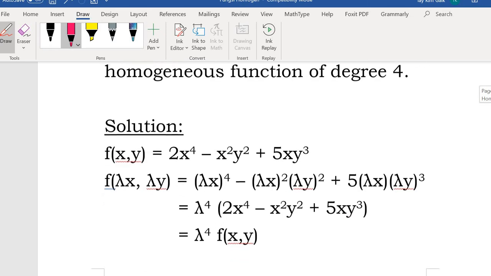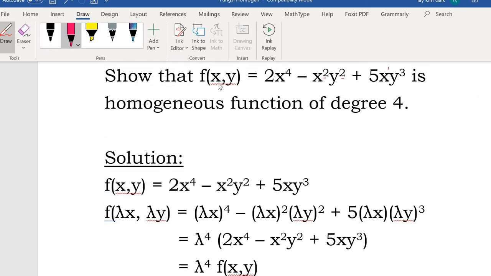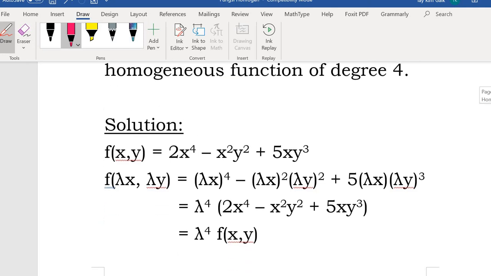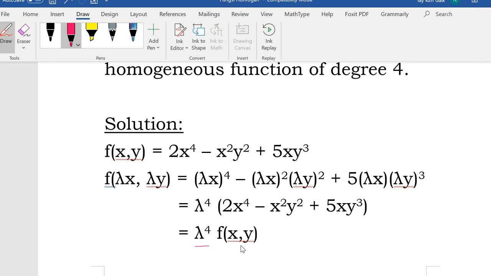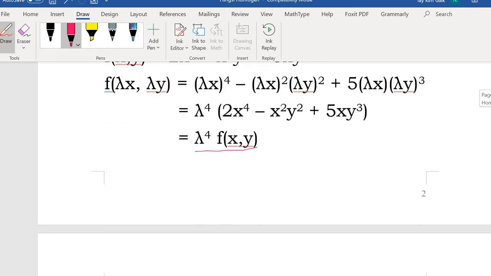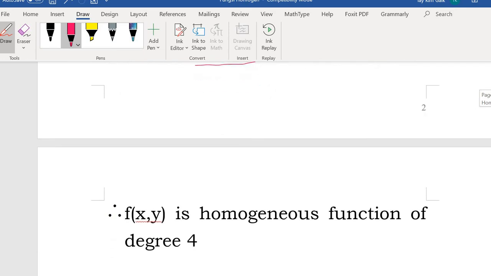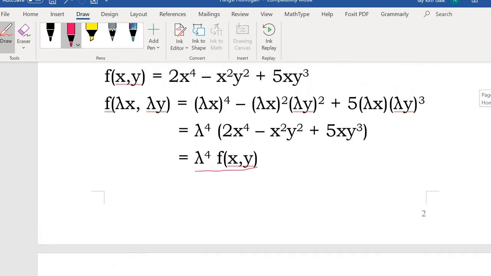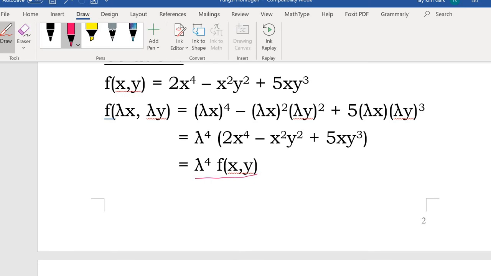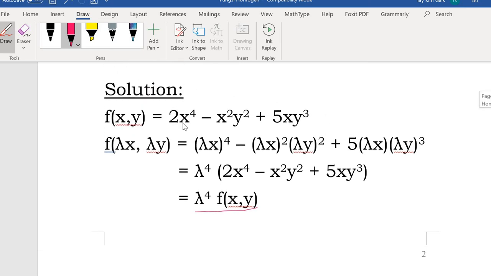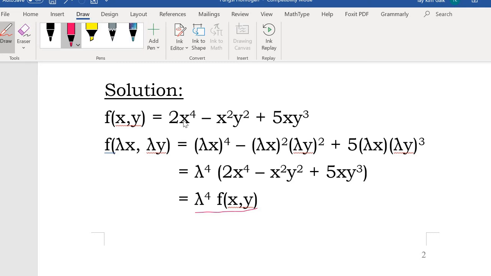Or through the proper way to prove it, you replace the x by lambda x, y by lambda y, and you simplify it. You can show that it is equal to lambda power 4 f(x,y). Hence, this is a homogeneous function of degree 4. I think you should be able to do it, right? It's only that you replace the x here.